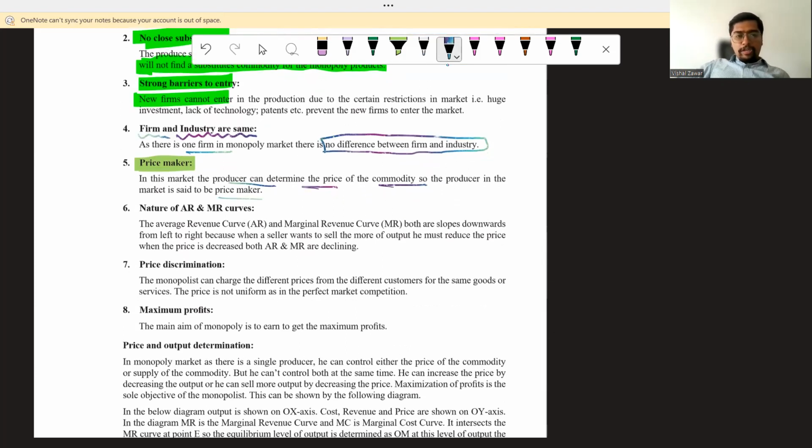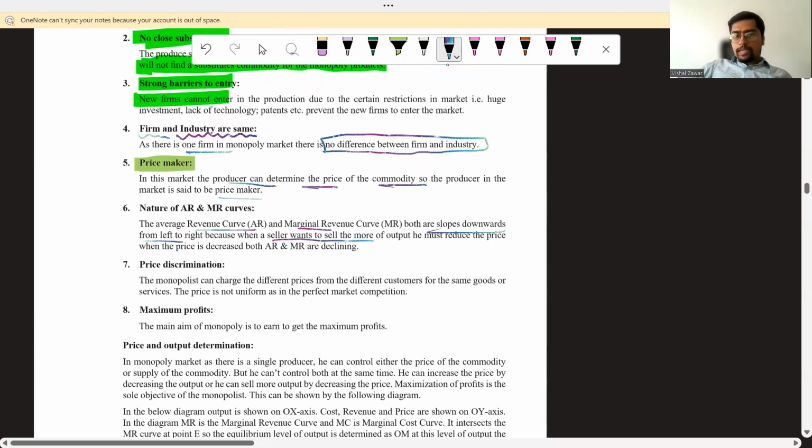Okay. The average revenue curve, that is the AR curve, and the MR curve both slope downward from left to right, which means that if the seller wants to sell more of the output, he must reduce the price. When the price is decreased, both AR and MR are declining.